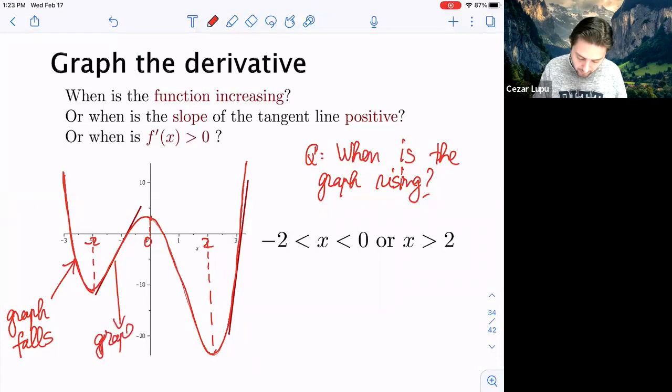So graph rises. I think it was with double S, rises, right? If I remember, no, it's one S. Yeah, correct. Anyway.